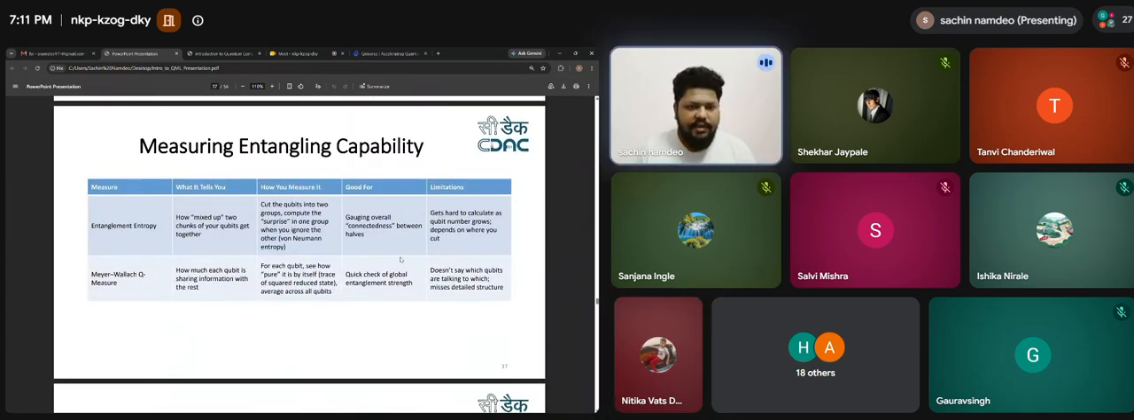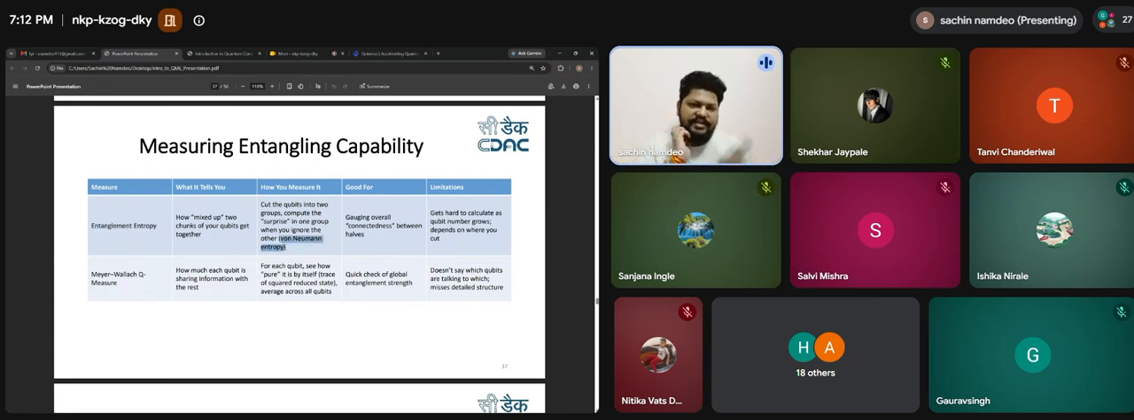So how do you measure entangling capability? You have something known as entanglement entropy and the Meyer-Wallach Q measure. Now, entanglement entropy is, let's say I have an n qubit system. I would randomly choose a k and separate them out, 0 to k and k plus 1 to n, two different halves.